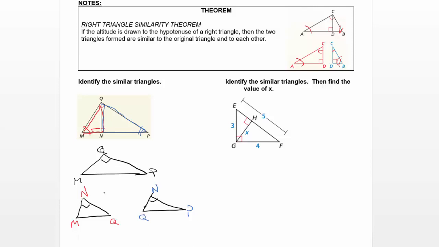So redrawing these triangles, I can now visually see what are all the sides that are in the same proportion. If I was tasked with solving a problem, I could very clearly write out what sides are proportional. Further, we can write out what triangles are similar to each other as a similarity statement, which is something you would be tasked with doing. Triangle MQP should be similar to triangle, in the same order, MNQ. And they're also similar to triangle QNP.